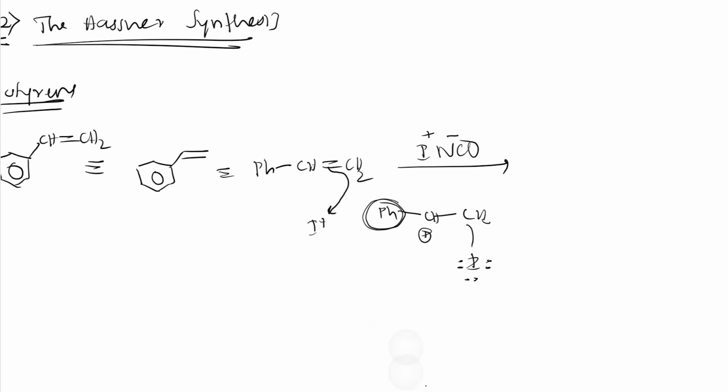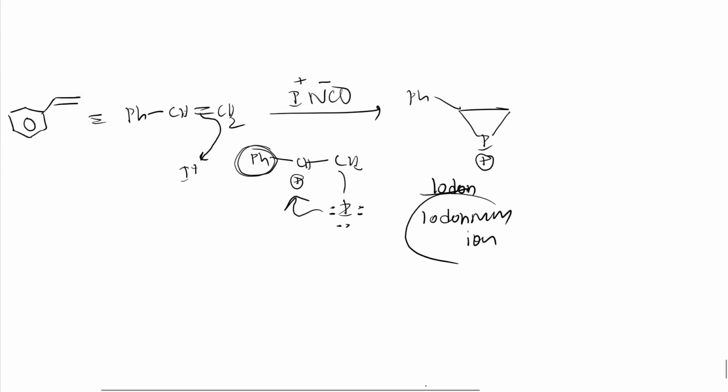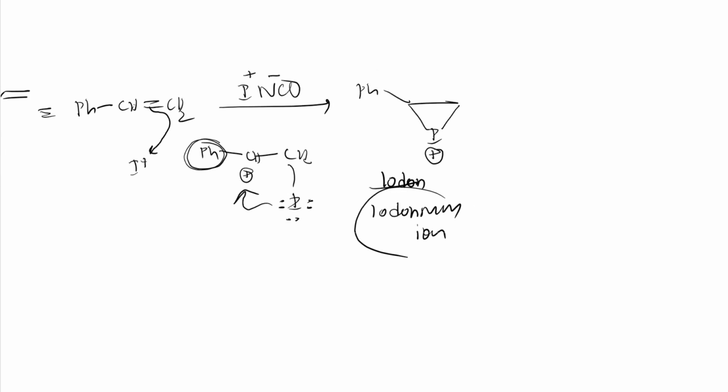Further what happens, neighboring group participation: iodine gives its lone pair and forms an iodonium ion. It will be like this, three-membered, and iodine gets positive charge. So the bromonium ion you have studied, right? In the same way it is iodonium, the iodonium ion, right?